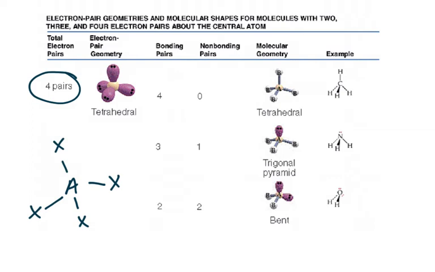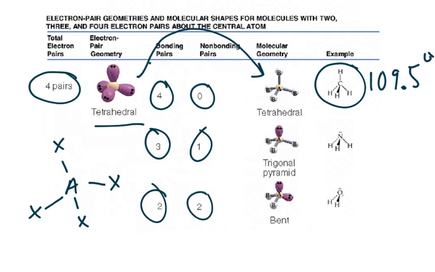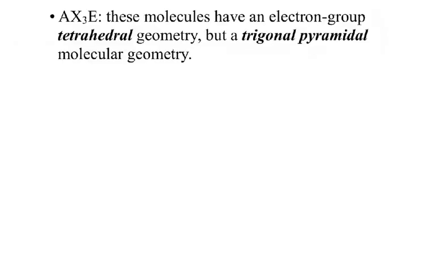So here, when all four domains are bonding and there are no lone pairs, the electron geometry for four domains is called tetrahedral. And if all four are bonding, the molecular geometry is also called tetrahedral. You could see here methane, CH4. The angle is 109.5 degrees. Now, what I'm going to show you is what happens if three are bonding and one is non-bonding, or if it's two and two.